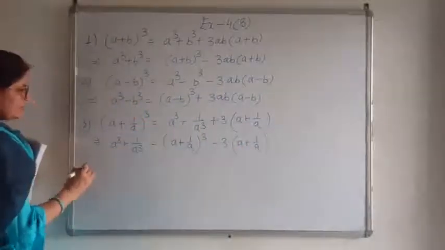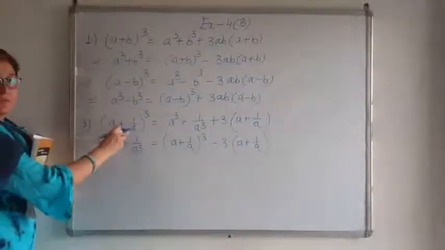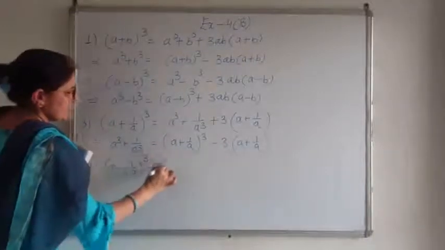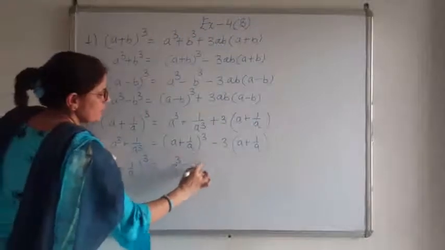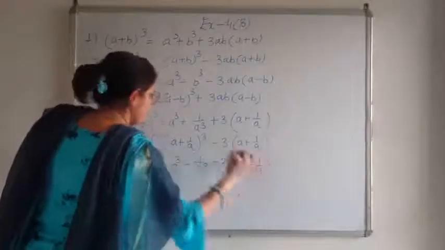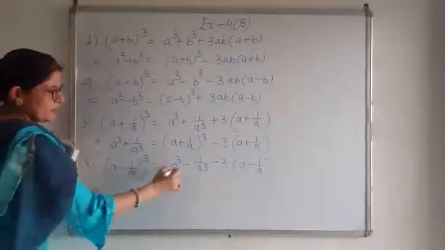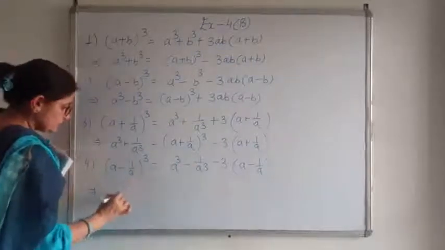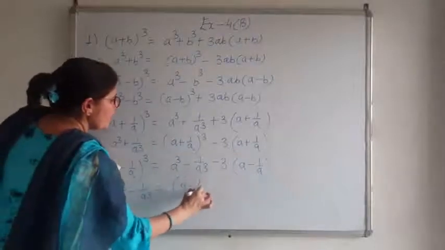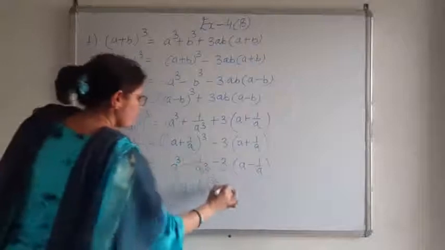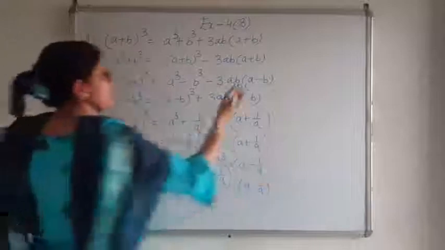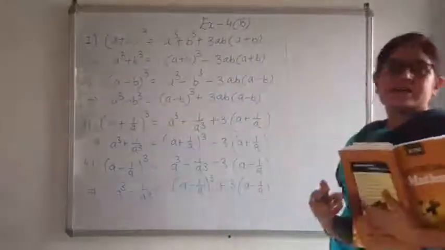The fourth identity: here we have taken plus, now we will take minus and solve. (a minus 1 upon a) cube equals a cube minus 1 upon a cube minus 3 (a minus 1 upon a). From here, the value of a cube minus 1 over a cube equals cube of (a minus 1 upon a) plus 3 into (a minus 1 upon a). So, before starting this exercise, you have to learn all these identities.